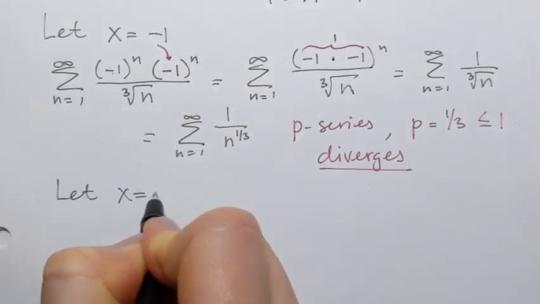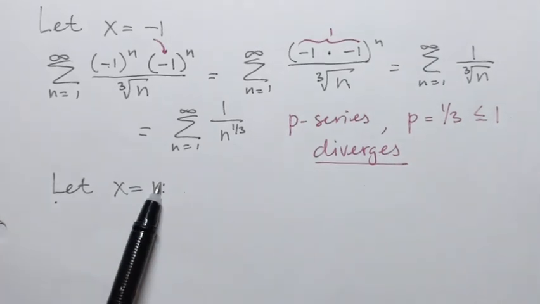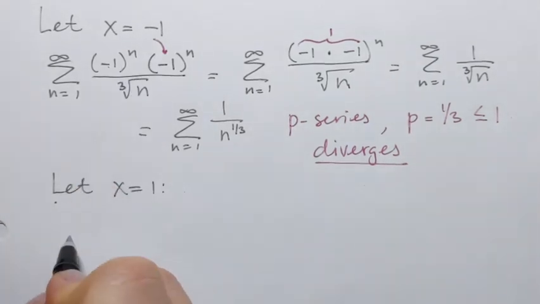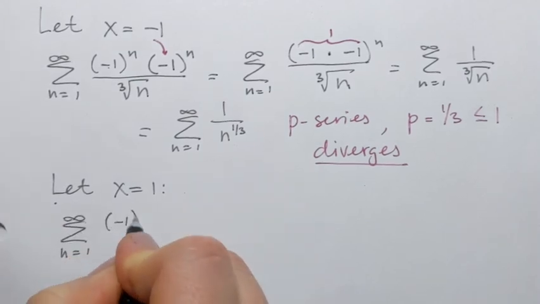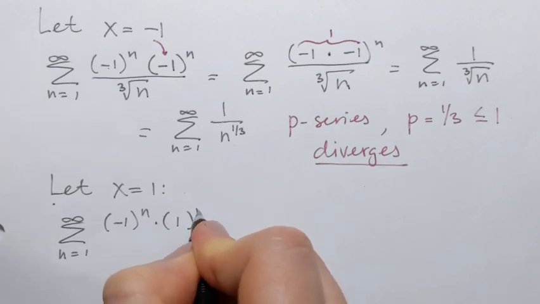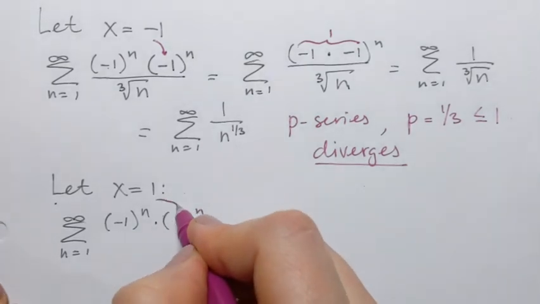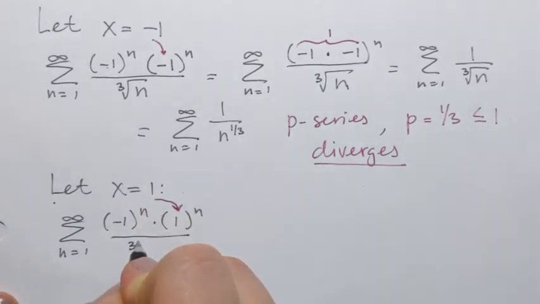Let x be equal to 1. So same thing, I'm going to be plugging in 1 for x in this series. So that's going to be, n goes from 1 to infinity, (-1)^n times 1^n. That's where I plugged it in for x, over cube root of n.